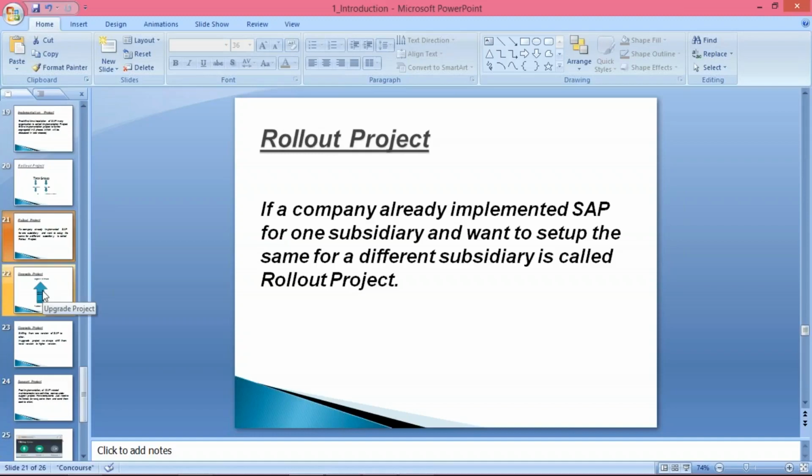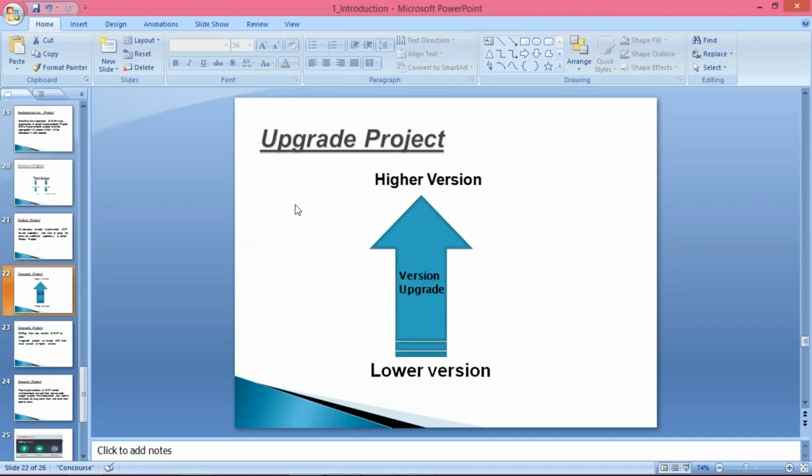The next one is called upgrade. Upgrade is pretty simple, guys. The name itself is telling you the definition: upgrading the version of SAP. Everybody is using a smartphone, and you use different apps. Every month, or every 20 days, you keep receiving notifications to update your app. What is this update, guys?